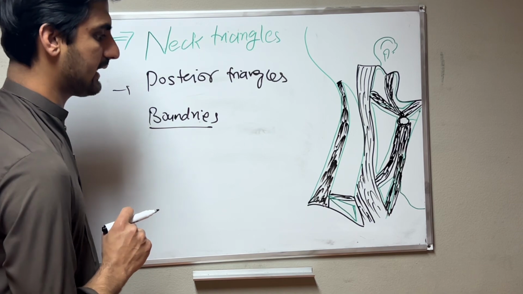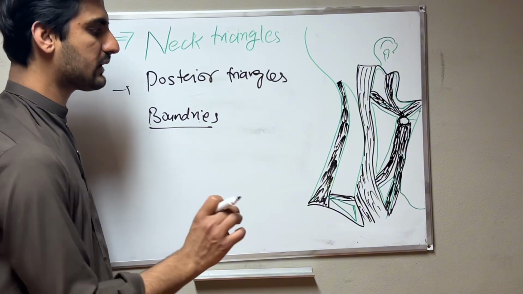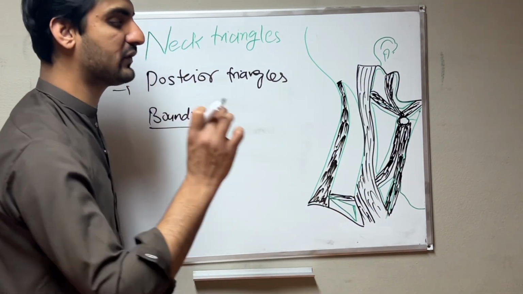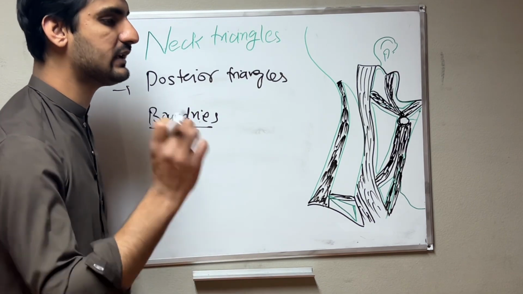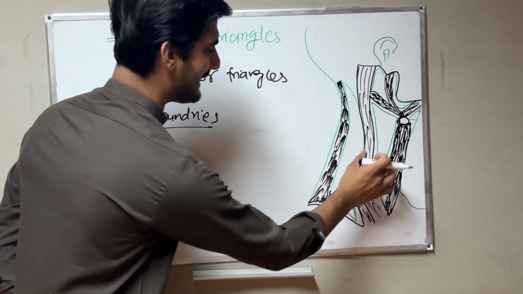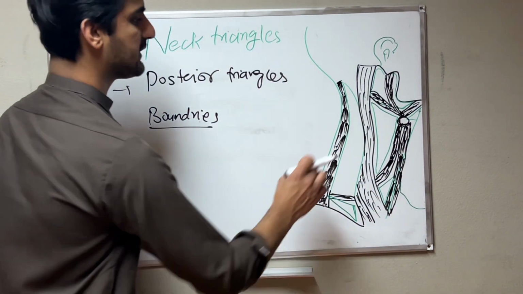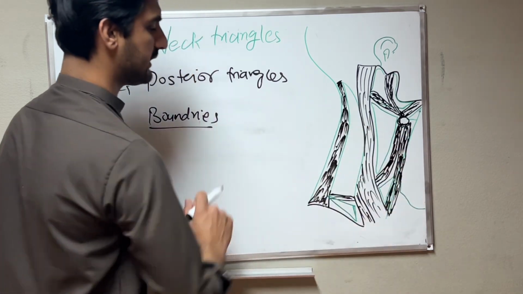The sternocleidomastoid is a superficial group muscle of the neck. It has a very important role in the division of the anterior and posterior triangles, because this muscle divides the anterior and posterior triangles.